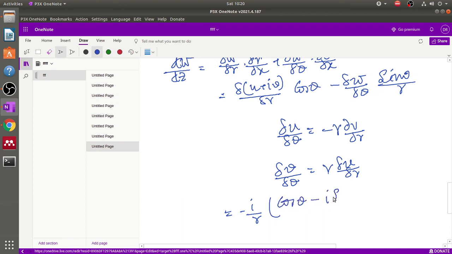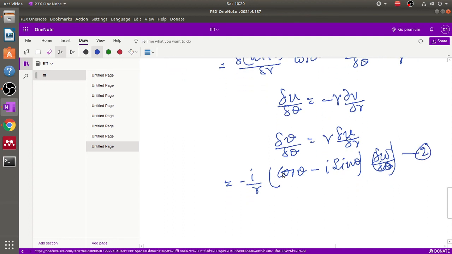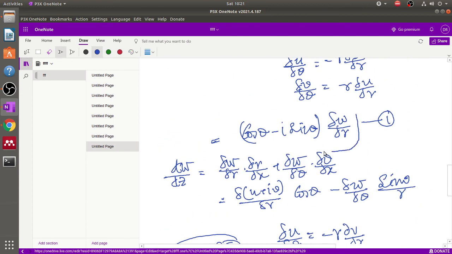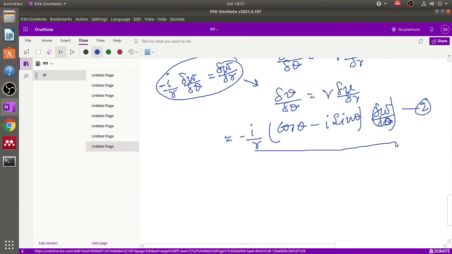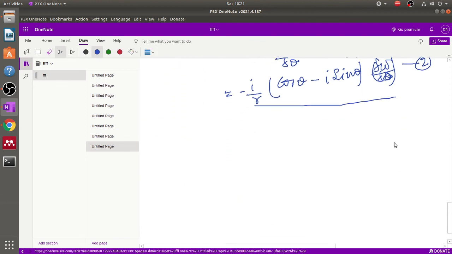Students, please do these mathematical computation steps in your own way. Don't follow the books, please do it in your own way. And one thing we should remember here: minus i by r del omega by del theta equals del omega by del r. This condition is also necessary for the mathematical process. So now these are the two derivatives: one is d omega by dz in terms of del omega by del r, and the other is del omega by del z in terms of theta. So this is the derivative form of w in a complex variable.